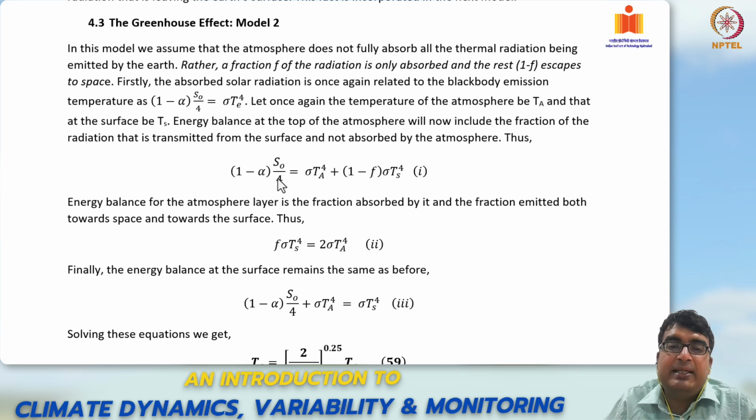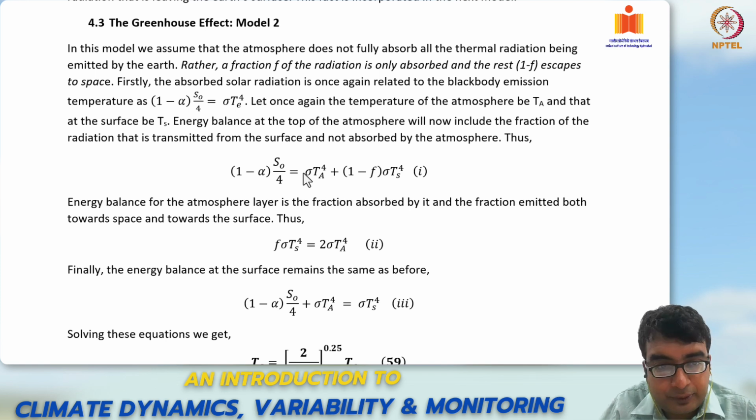So, this 1 minus alpha S0 by 4 is the net solar flux being absorbed by the earth, and the outgoing flux is sigma Ta to the power 4, the flux coming from the atmosphere, and 1 minus F into sigma Ts to the power 4 is the flux emitted by the surface that is passing through the atmosphere and into space. So, this is the net outgoing flux and this is the net incoming flux at the top of the atmosphere.